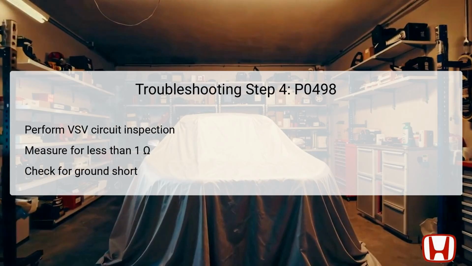In this step, attention shifts to inspecting the variable solenoid valve, VSV, circuit connected to the Evap Canister Vent Shut Valve. Before initiating this inspection, make sure to disconnect both the valve's 2P connector and the PCM connector for the VSV. You will then measure the resistance on the VSV open wires. Under normal conditions, the value should be less than 1 ohm, indicating a properly functioning circuit.